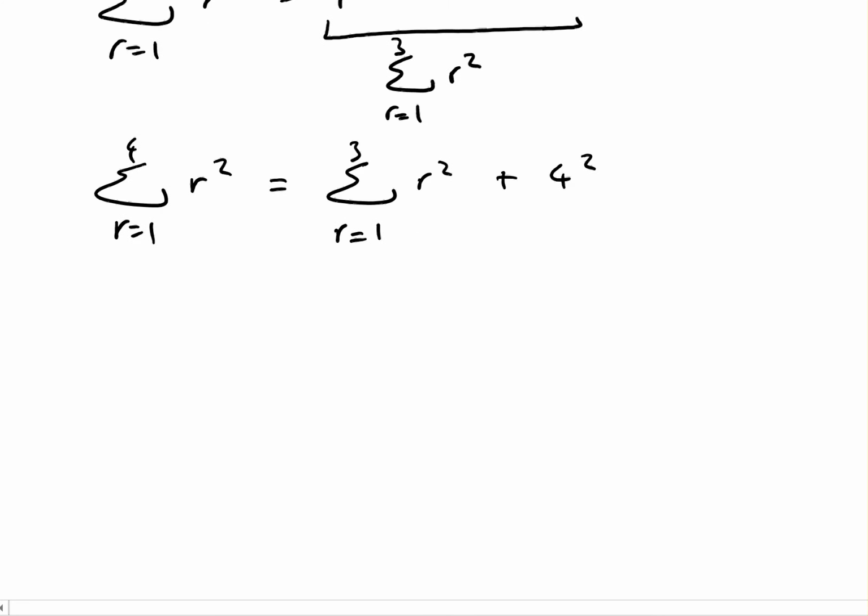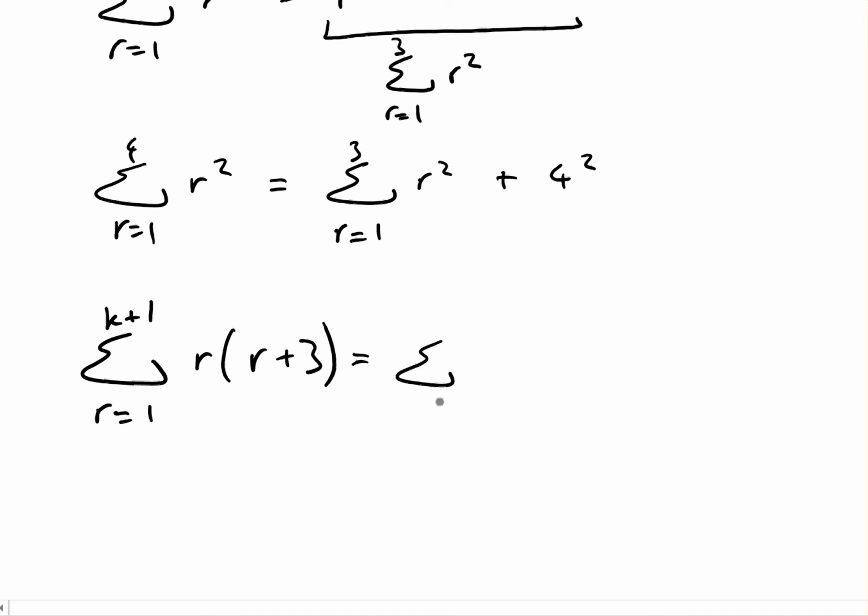Now let's relate it back to our example. We've got the summation from r equals 1 to k plus 1 of r times r plus 3. I want to come up with an expression which relates it back to k. So I'm going to look at the summation from r equals 1 to k of r times r plus 3. What term am I going to have to add here to make this right-hand side equal to the left-hand side? Because at the moment it's not. I've stopped at k, and I need to keep going to k plus 1.